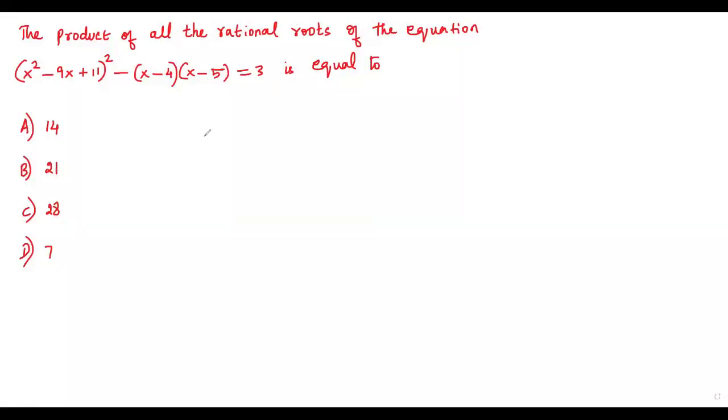Here we have an IIT JEE Main mathematics problem. Okay, let's go with the question. The product of all the rational roots of the equation (x² − 9x + 11)² − (x − 4)(x − 5) = 3 is equal to.